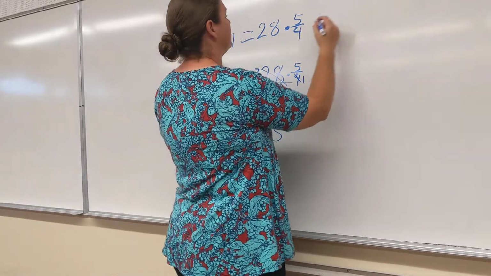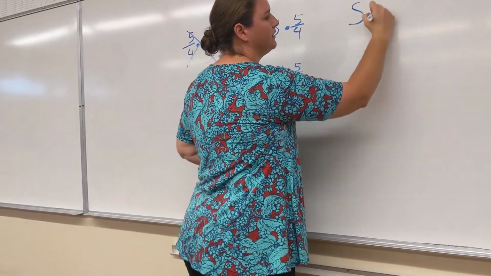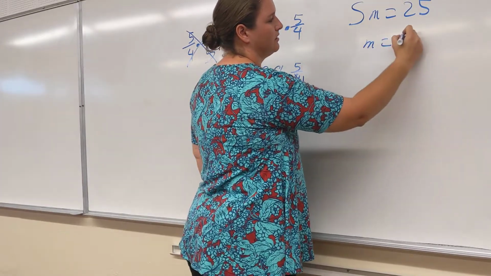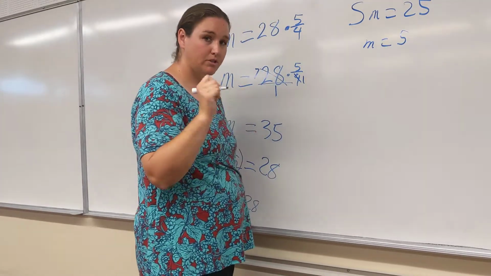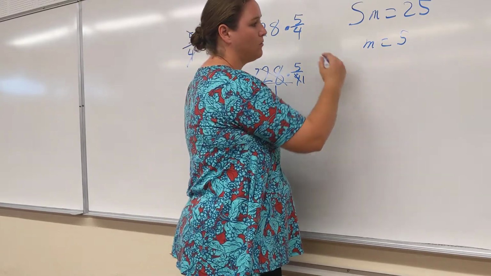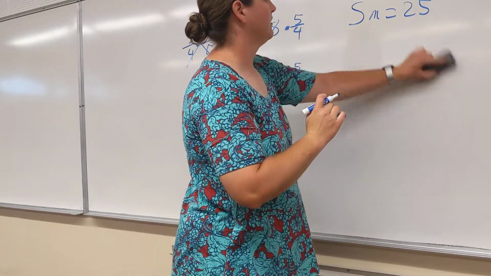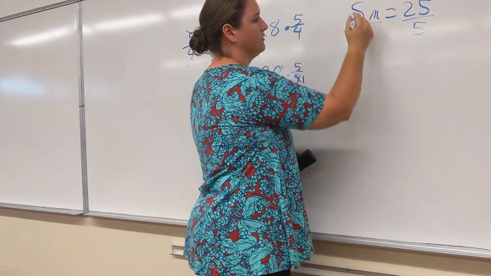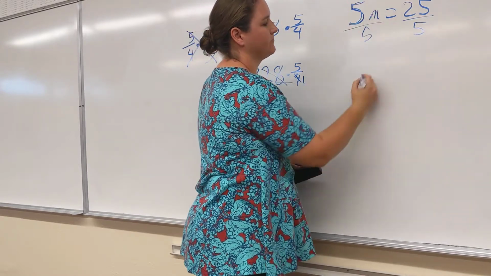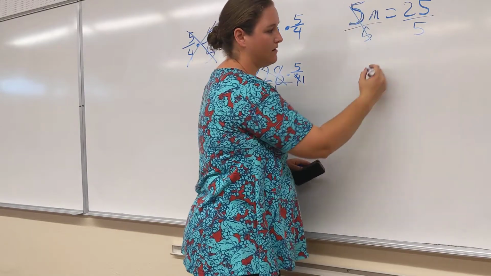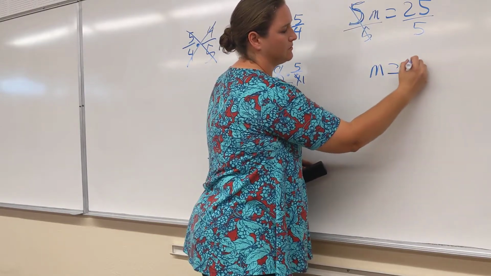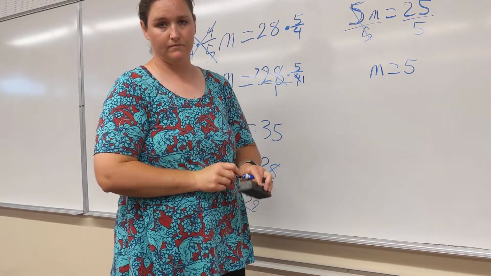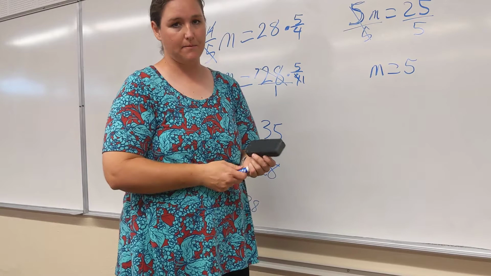So don't just do 5m equals 25 and say m equals 5. I want you to show me your steps. I want you to show me dividing by 5. This is a 5, not an S. Canceling m out so that m equals 5. Okay, this is how we don't get lost in our work. I want to see every single step.